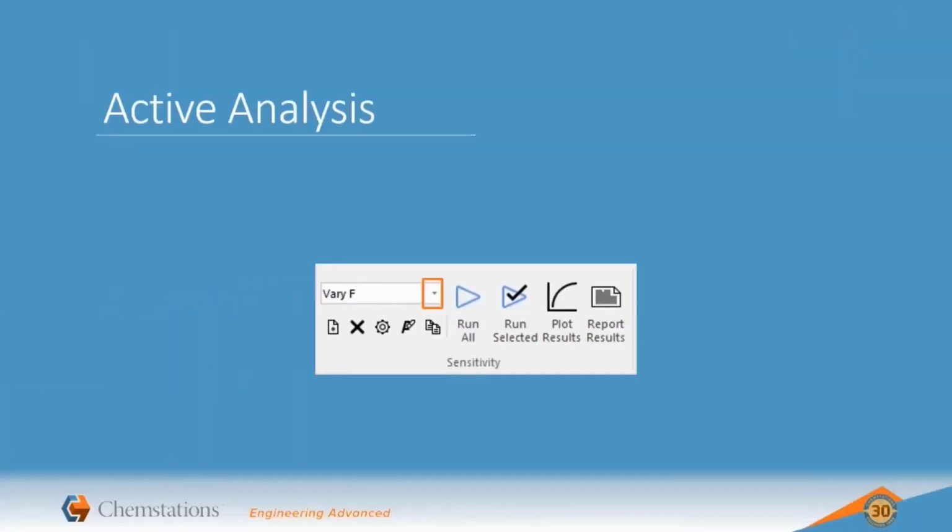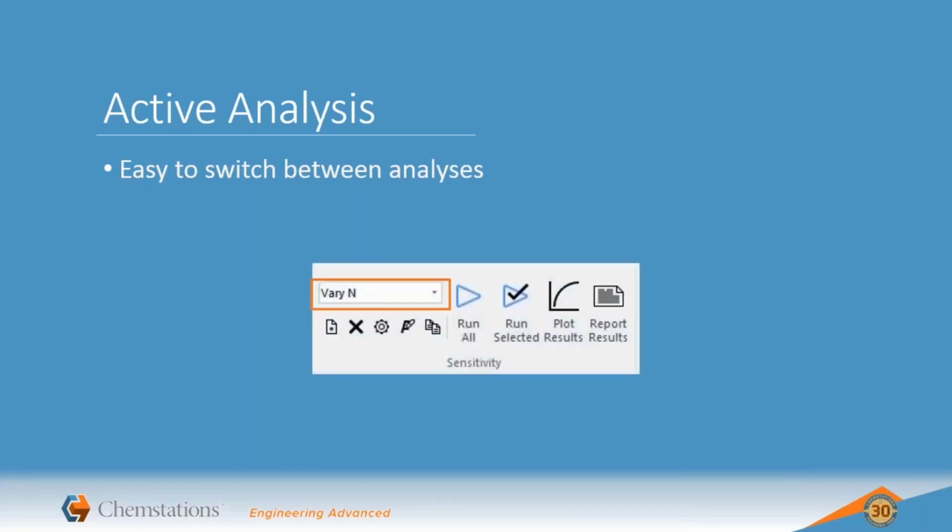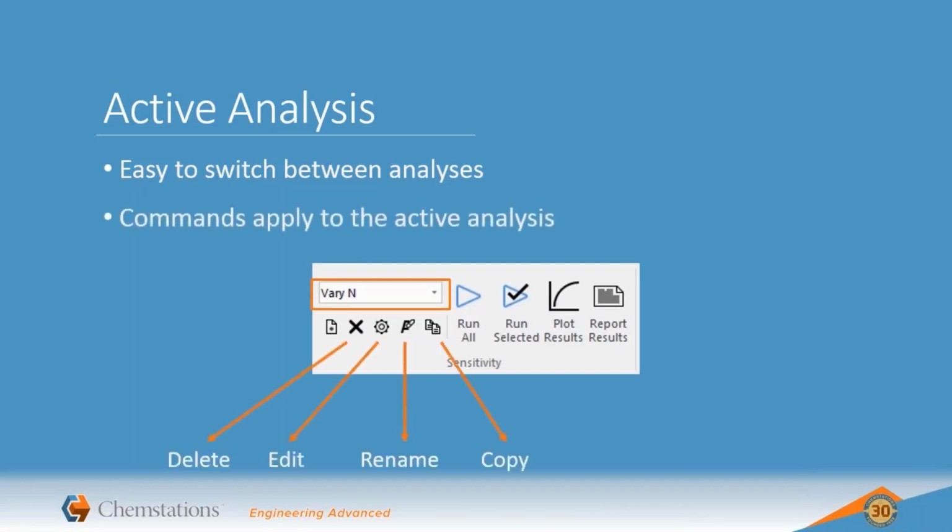Every time we create a new sensitivity analysis, this analysis is added to the selection dropdown. And we can easily switch between sensitivity analyses by clicking the drop-down arrow and selecting a different analysis. Once selected, all the commands in the group apply to the active analysis.